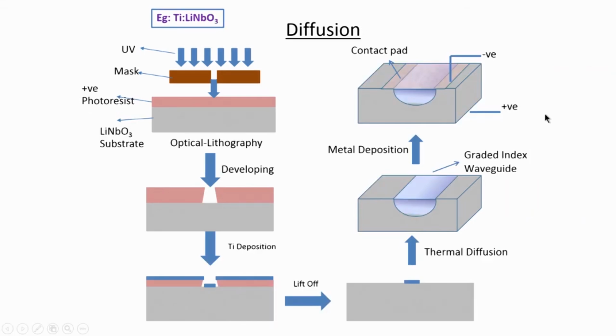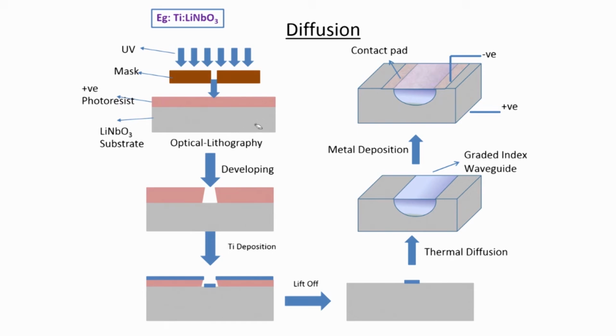Next we look at another important process that is also commercially important and well established, called the diffusion process. We are taking the example of a lithium niobate device into which titanium metal can be diffused to create very good optical waveguides. So, you can make titanium diffused waveguides in lithium niobate. This is the configuration that we have. You start with a substrate of lithium niobate.